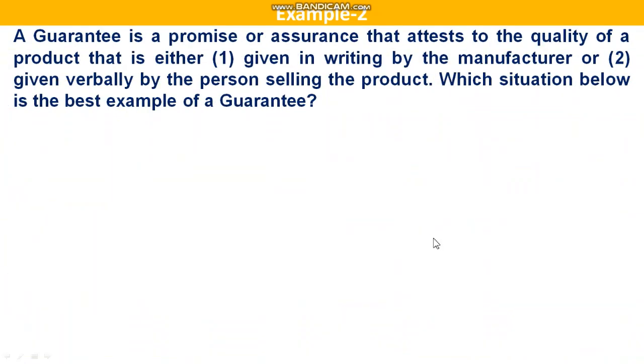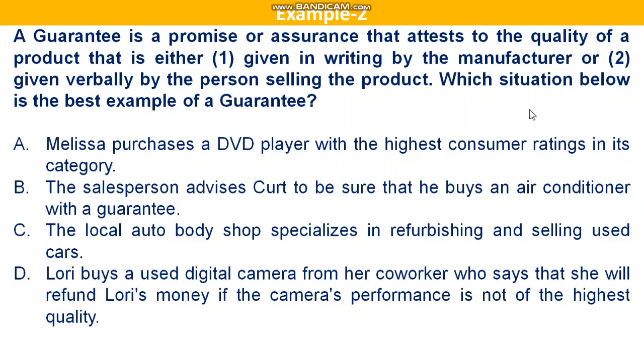Example number 2. A guarantee is a promise or assurance that attests to the quality of a product that is either given in writing by the manufacturer or number 2, given verbally by a person selling the product. So the definition is all about what do you mean by guarantee of a product. Which situation below is the best example of guarantee? I request you to pause this video and read all the 4 statements.